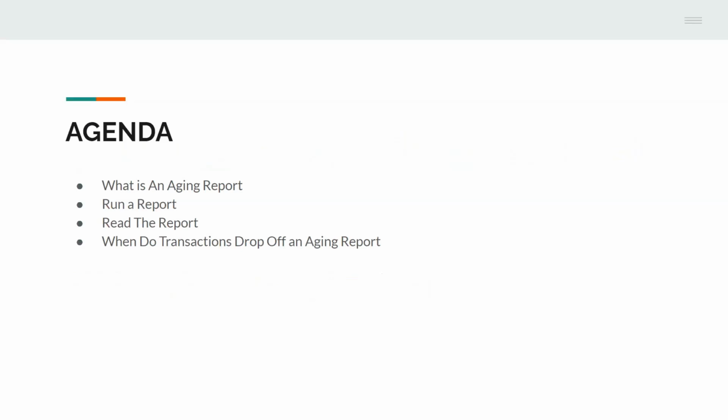We'll go through how to run the report and how to read the report, so we'll look at some actual reports from Intacct. And then lastly, we're talking about what the report displays, but what does it not include? What transactions drop off an aging report?